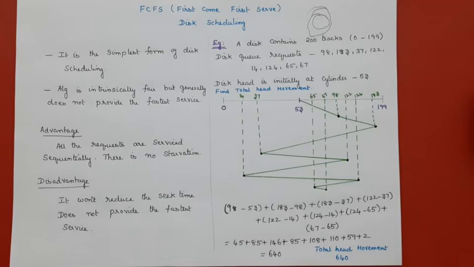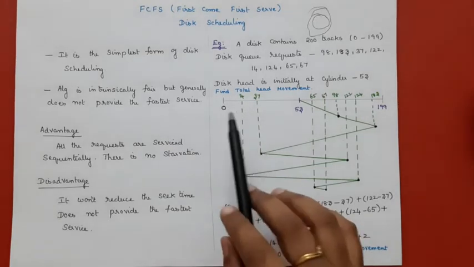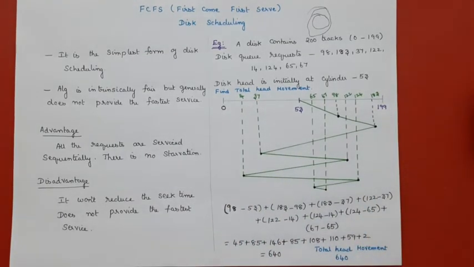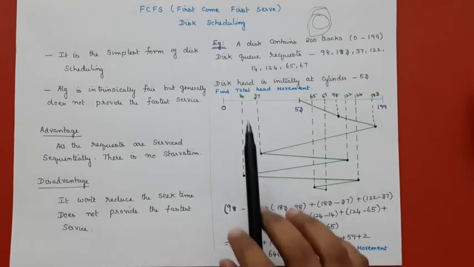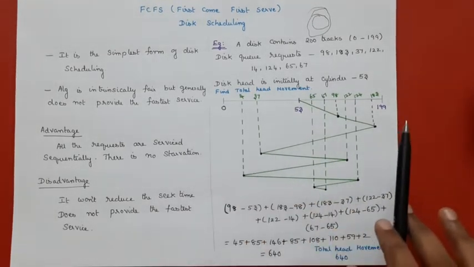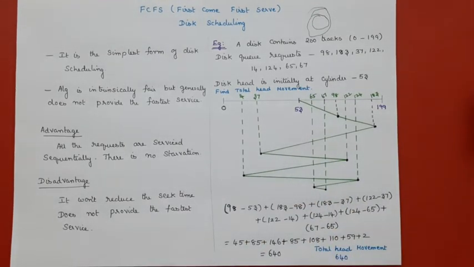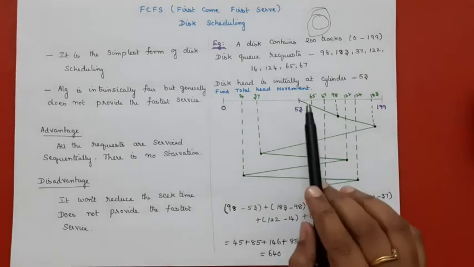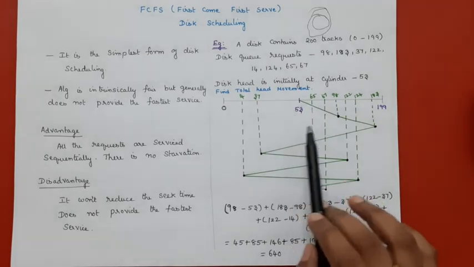So what we need to do is represent my disk tracks, those 200 tracks. I am just drawing a line because I can't represent it as a circle, I can't put 200 circles there. So I am going to draw a line from 0 to 199 that represents my 200 tracks. In the question it is given that the disk head is initially at 53. So initially my disk head is here, at 53.